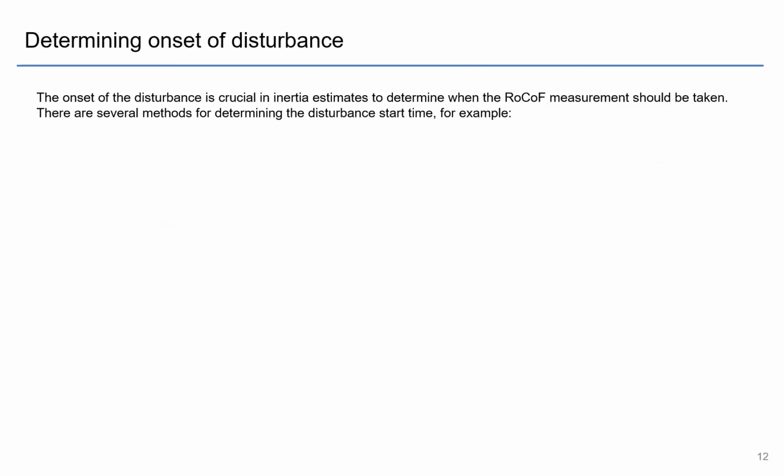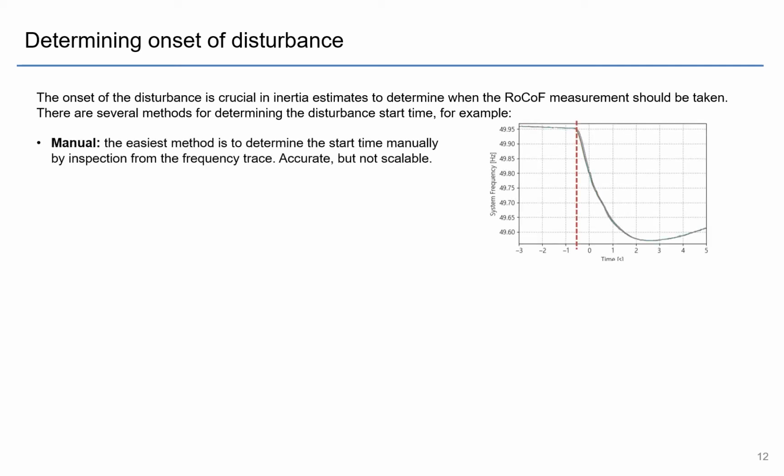A final complication I'll discuss in calculating the inertia estimate is determining the onset of the disturbance, because you need to calculate the RoCoF and evaluate it at the onset of the disturbance. There are several methods for determining the disturbance start time, and I'll go through a couple. The first one is a manual method. This is very easy, and the start time is manually selected by inspection from the frequency trace.